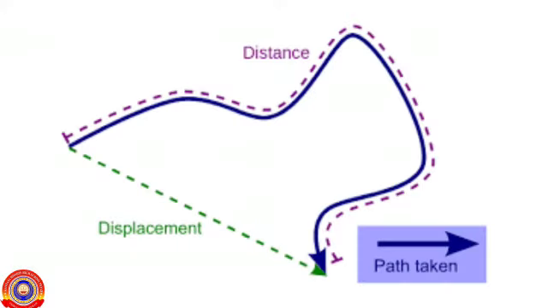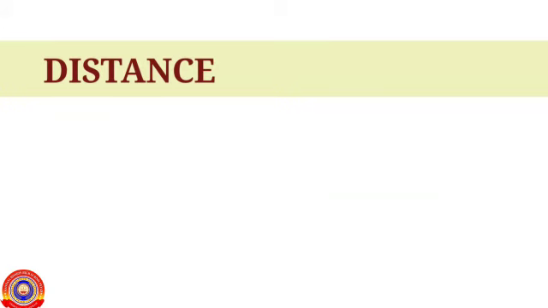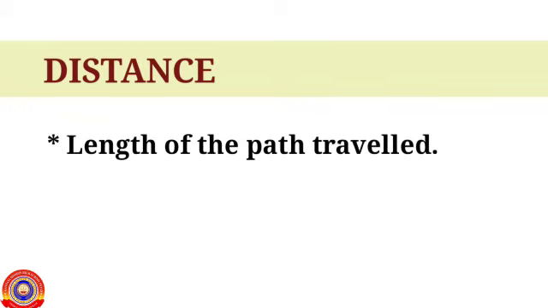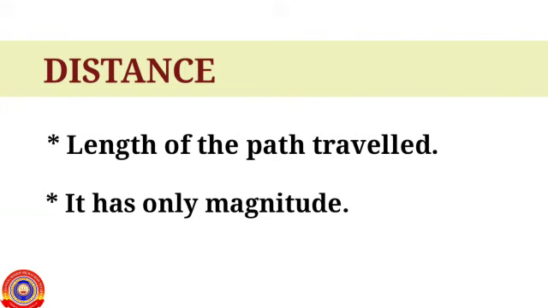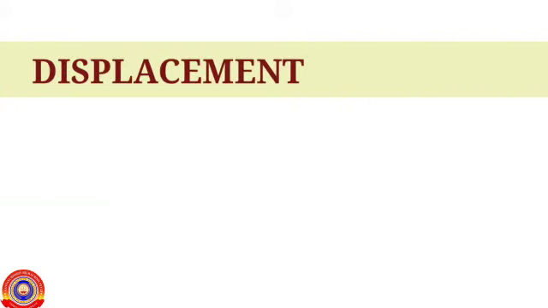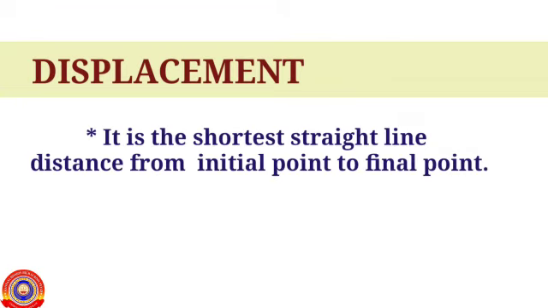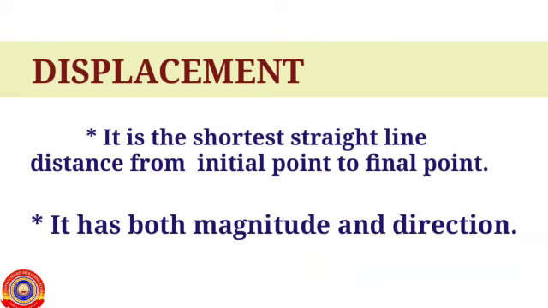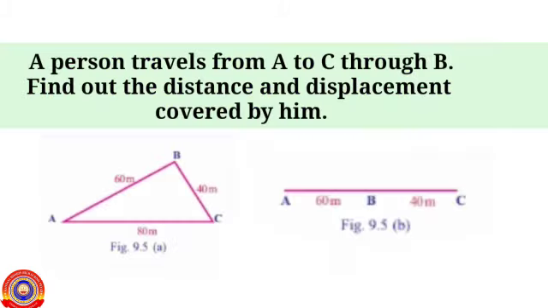So now you are familiar with distance and displacement. Let's distinguish them. Distance is the length of the path traveled. It has only magnitude and it is a scalar quantity. Displacement is the shortest straight line distance from the initial point to the final point. It has both magnitude and direction. And it is a vector quantity. There's an activity for you. These two figures show the journey of a person from A to C through B. You have to find out the distance and displacement covered by him on his entire journey.